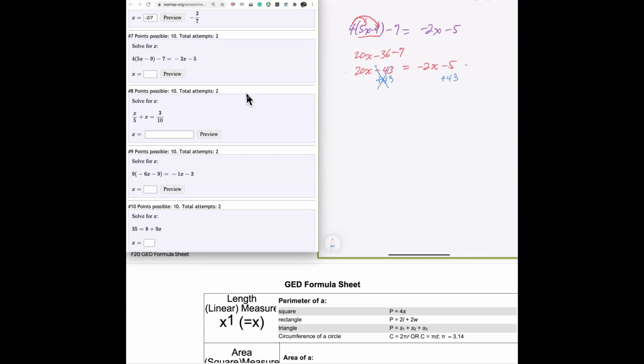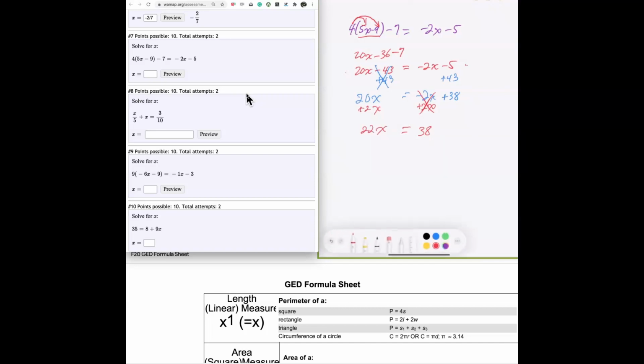These cancel each other out, leaving 20x. And 43 minus 5 is positive 38, right? So we've got negative 2x plus 38, and that's equal to 20x, right? Because the 43 went away. Now we just have a couple more things to do. Change colors again. We're going to add 2x to both sides. And so these cancel out, negative 2x, leaving just 38. And that's equal to 20x plus 2x. That's going to be 22x.